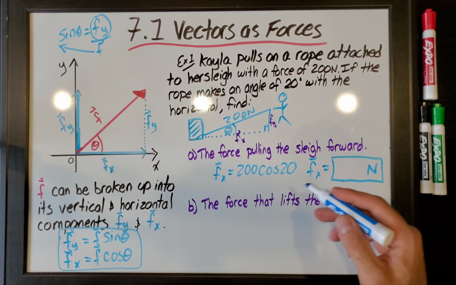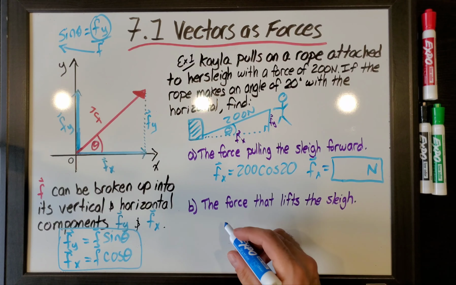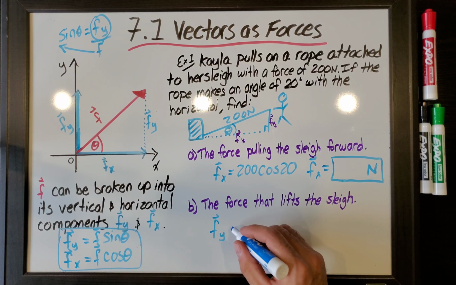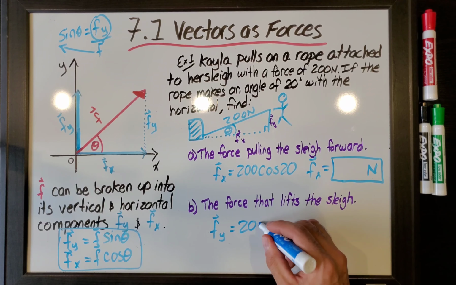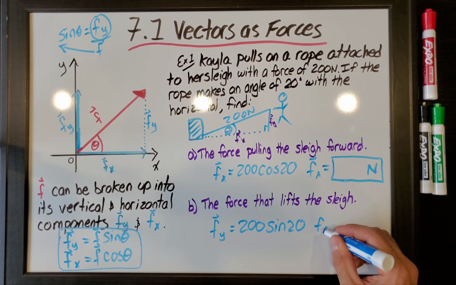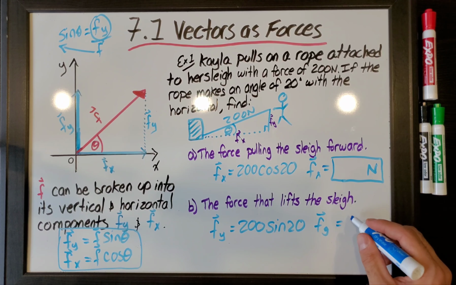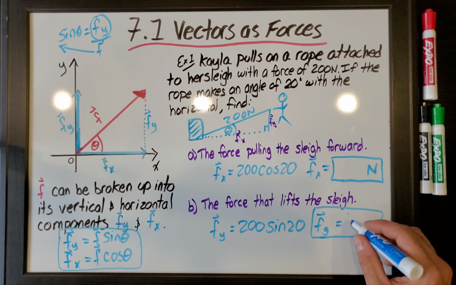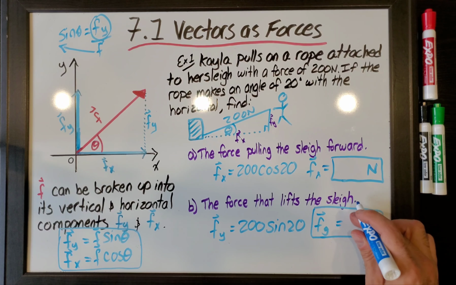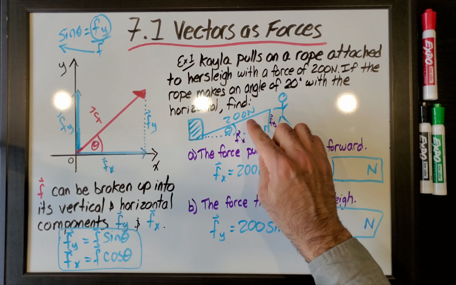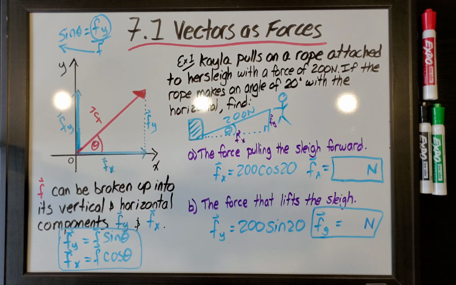I don't have a calculator here, so it doesn't really matter. Anyone can plug that into the calculator. And likewise for the other side, for the vertical component, it's going to be 200 sine of 20. And you can say now the force pulling the sled up is going to be this many newtons once you plug that into your calculator. And that's how we break up a scenario with a force into its two components.